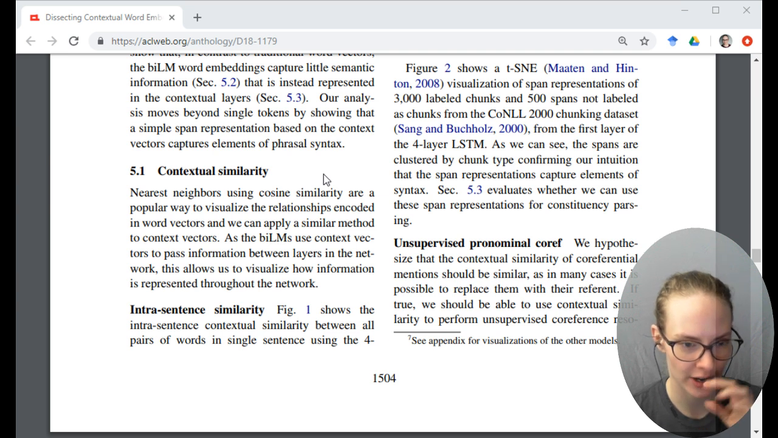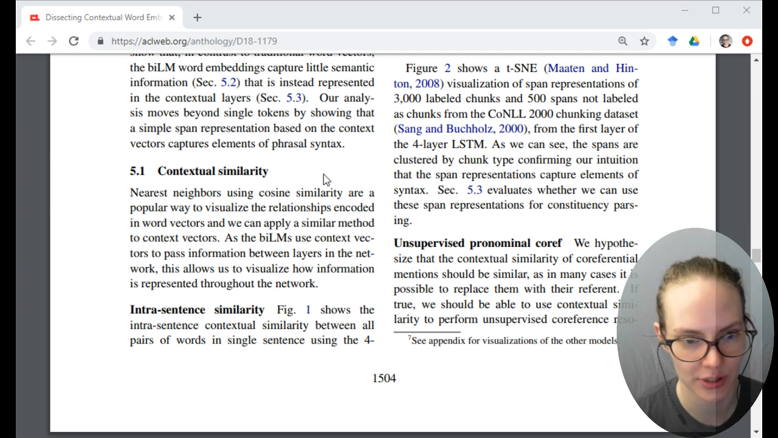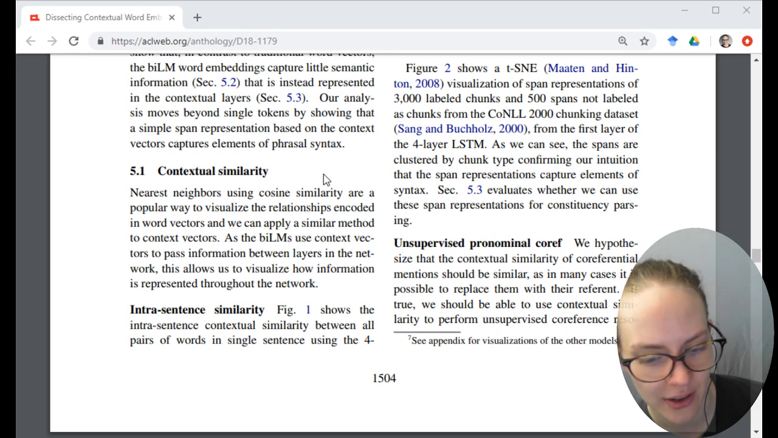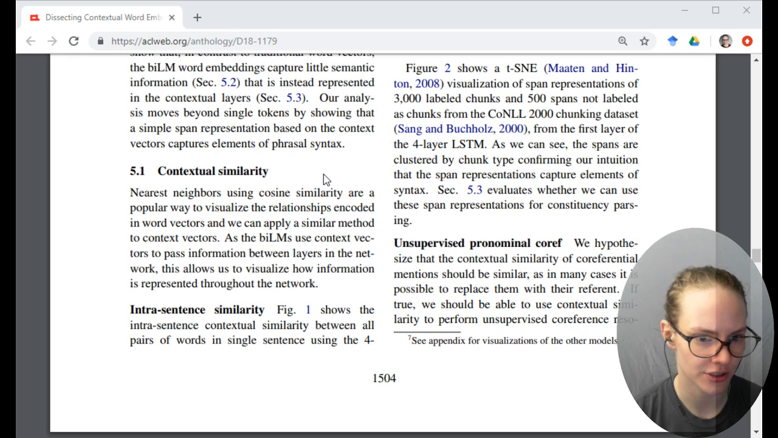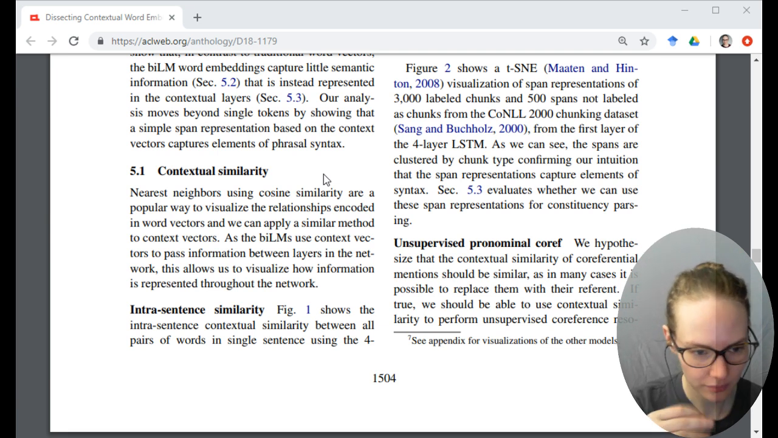And context vectors. Okay, so they're just going to use the same sort of way that we use to look at similarity between word vectors for context vectors, and then I don't know how they're going to visualize it working throughout the network.